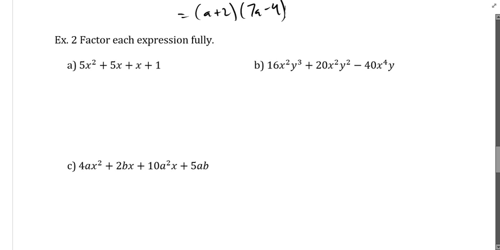So what's common in the first 2? Riley? 5x. Okay, nice. How many people got that? 5x. And what's left? Tatum? X plus 1. Now take a look.